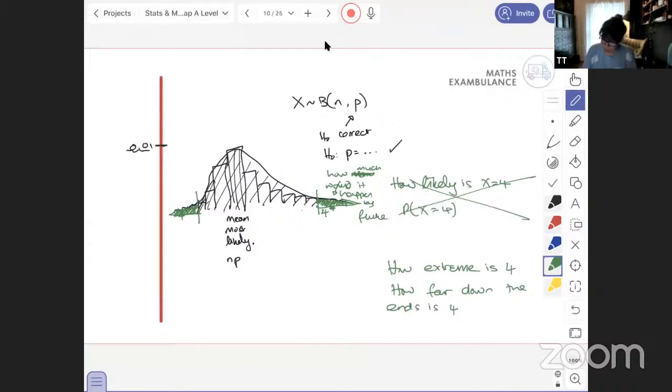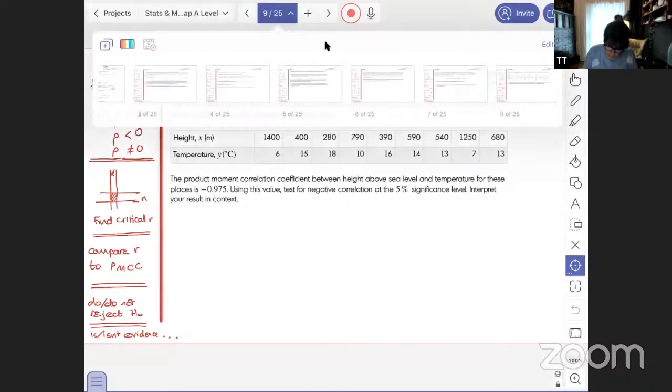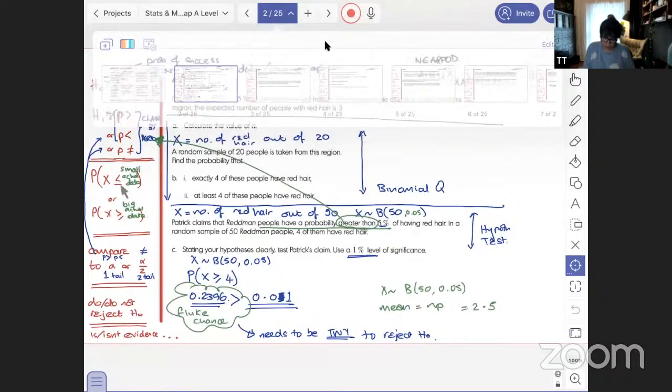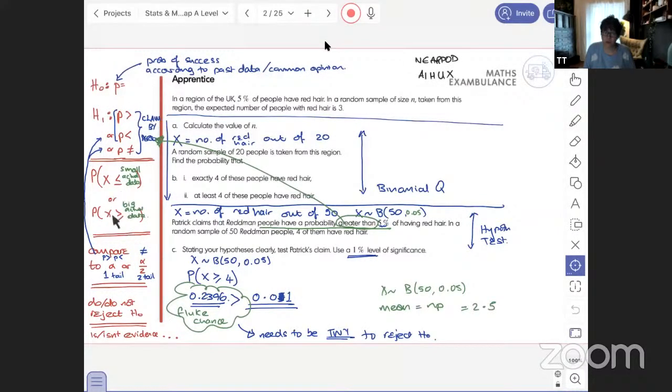So it is possible that this P is correct, and then I do a sample. Like, I could have a fair coin and I could toss it and toss it and toss it, and get 99 heads. I could. Doesn't mean anything. That definitely could happen. So what we're trying to find out is how far down the ends have I gone? How far into unlikely have I wandered? And that's why we always find the probability less than or equal to, or bigger than or equal to. That's your only choice, always.